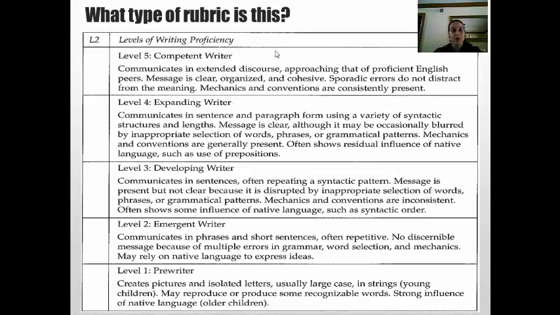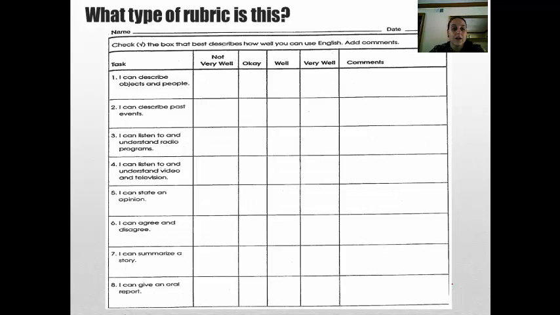So, which rubric would this represent? Take a second to look at it. Notice that it has different aspects of the writing proficiency described here, and that if you were going to tick one, the student would only get one score. So this would be holistic.